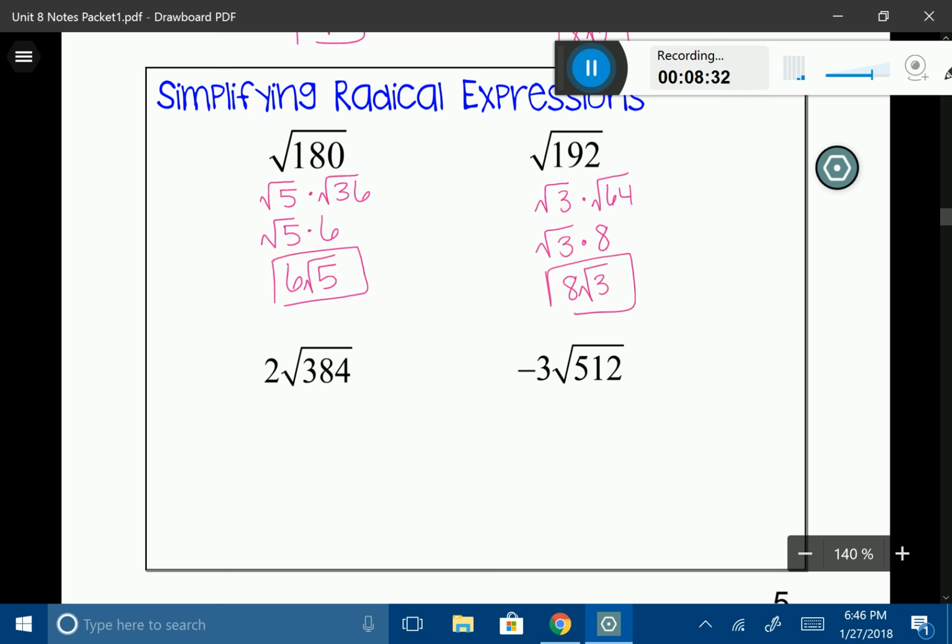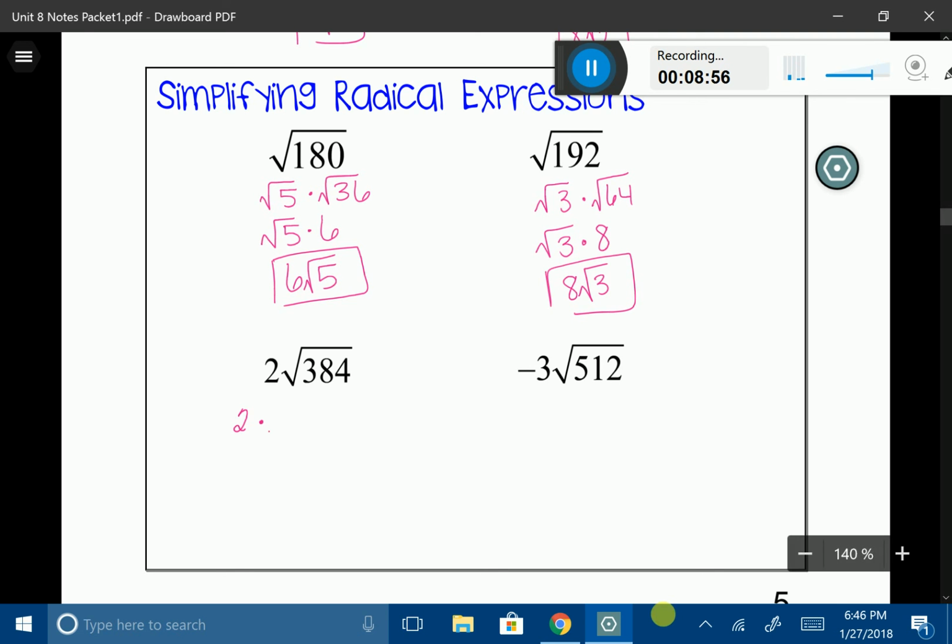Okay, now this one's a little bit different, but I'm still going to treat it pretty much the same way. This time I have a number out front. All that means is that I'm going to be multiplying my radicals by 2, which is fine. So go ahead and put 384 divided by x in your calculator. And you can take a look and see if you can find any perfect square values. And I see 64 there.